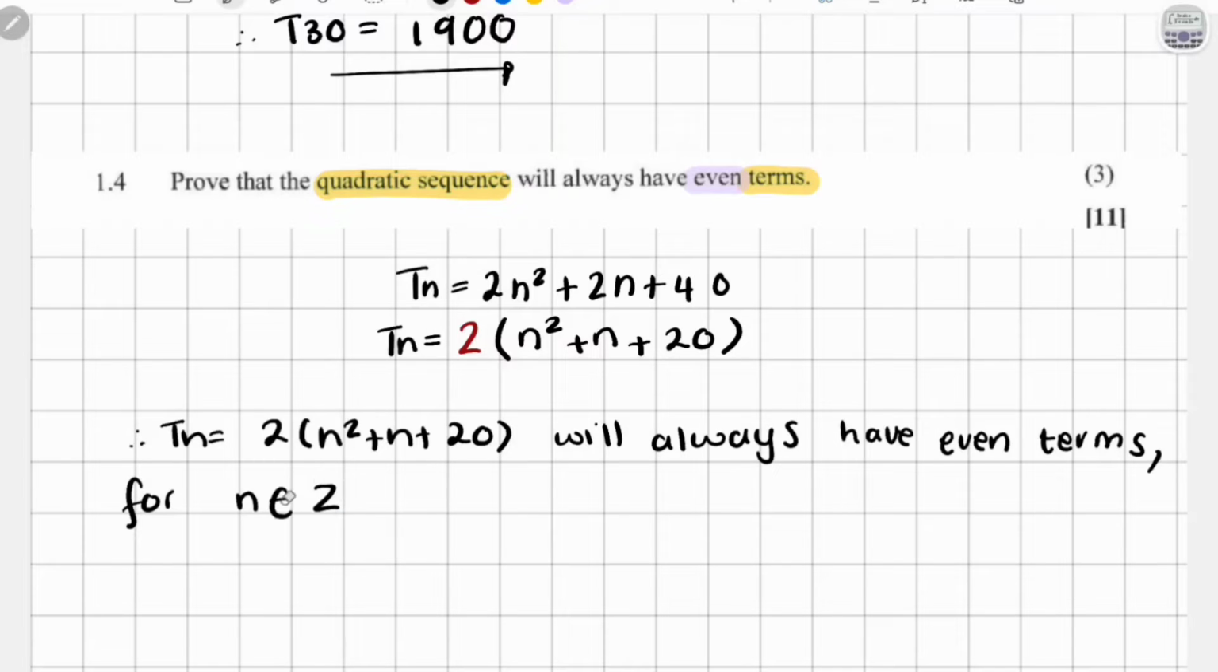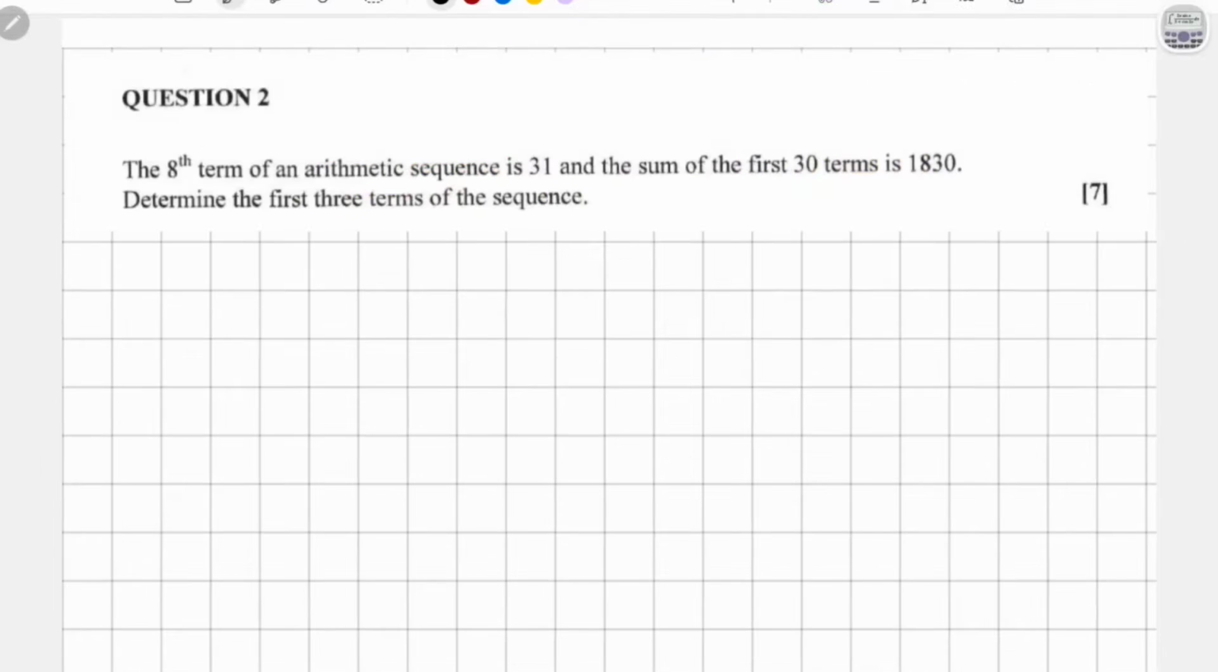As long as n is an integer value, then it's always going to be even. Okay, question 2 says the 8th term of an arithmetic sequence is 31. Let's already put that down. So the 8th term, meaning term 8, of an arithmetic sequence is 31.